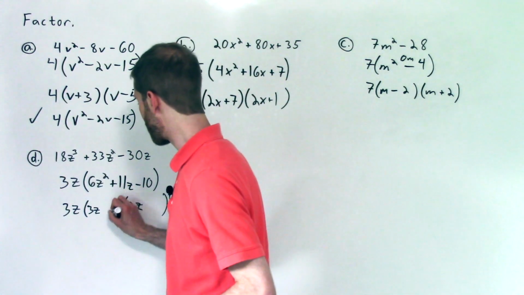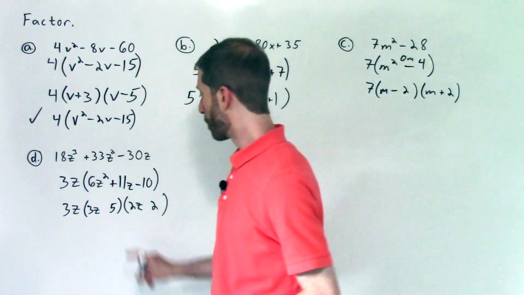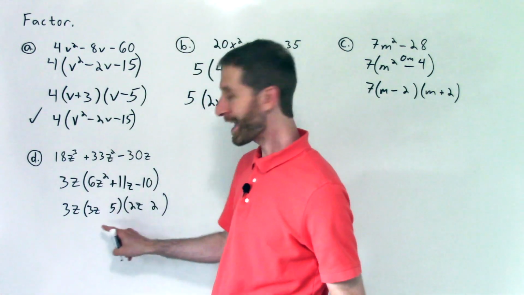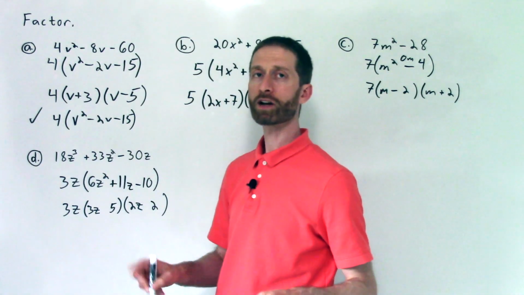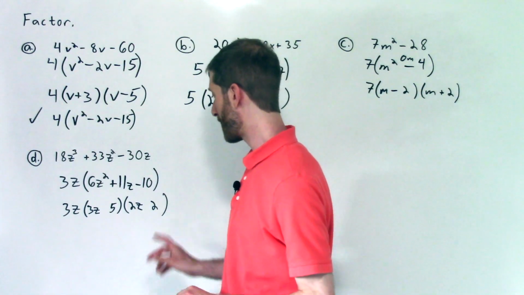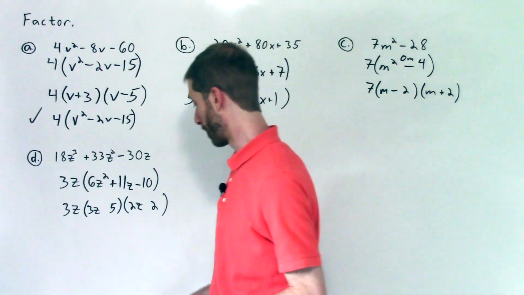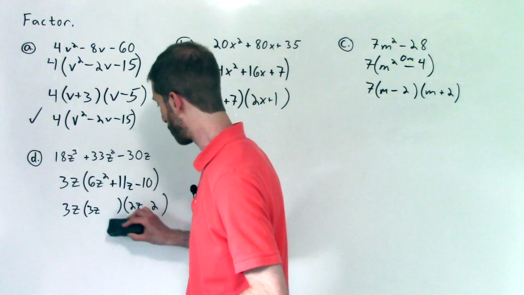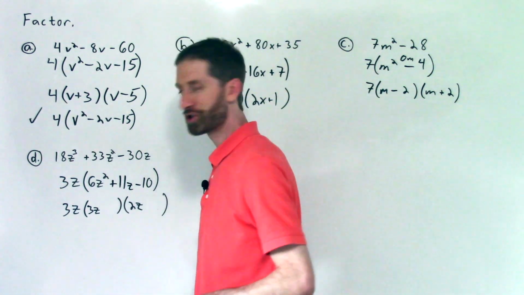So I'll start with a 5 here and a 2 here. When I multiply those, I get 6z and 10z, which are not going to get me to 11. It's going to get me to 16, so 10 and 6 or 4. So I'm going to flip them, erase that, and erase that right there.